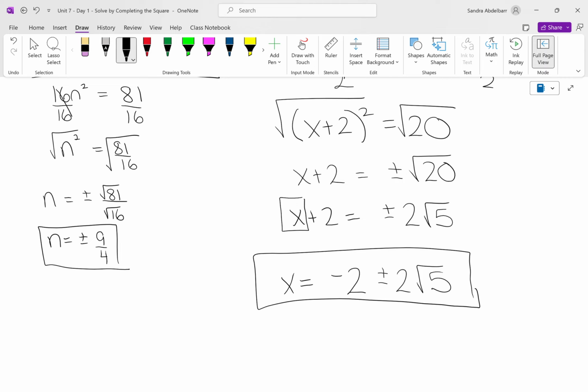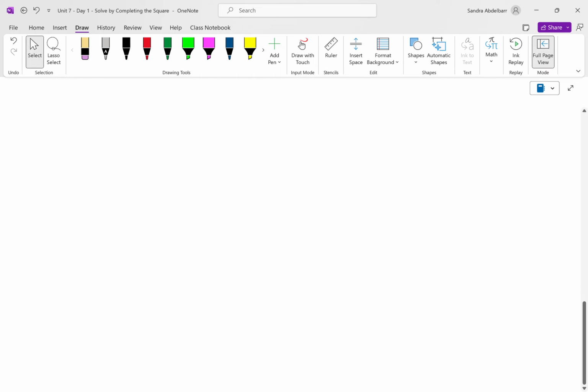Okay, so now we're going to talk about how do we solve by using completing the square. You've learned this in Algebra 1, but you probably forgot.